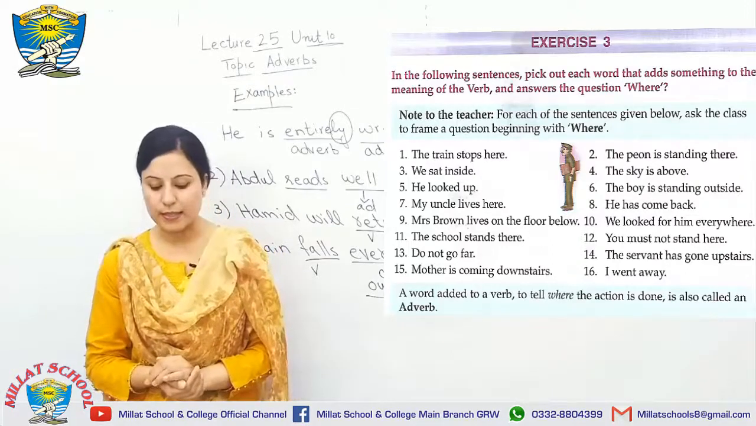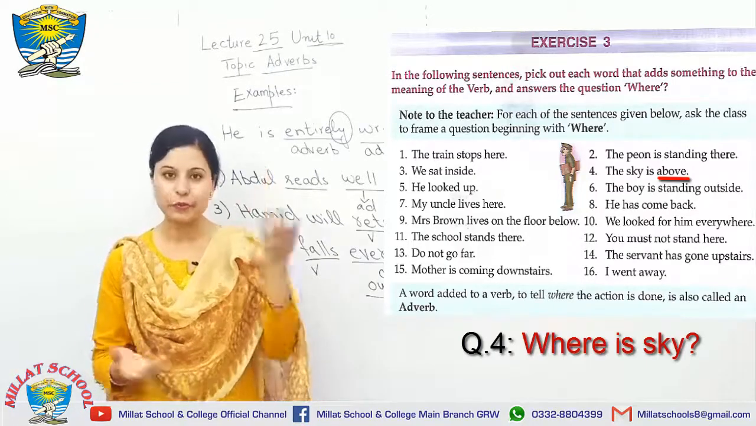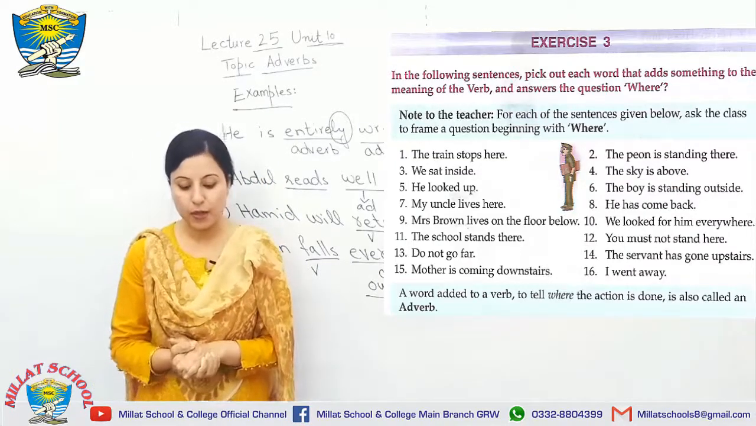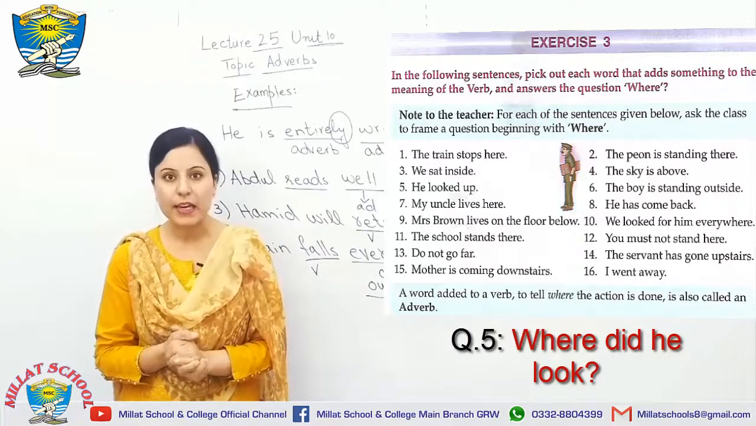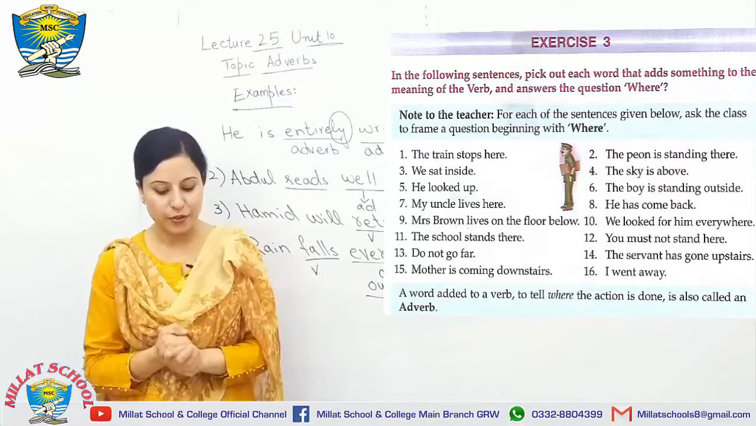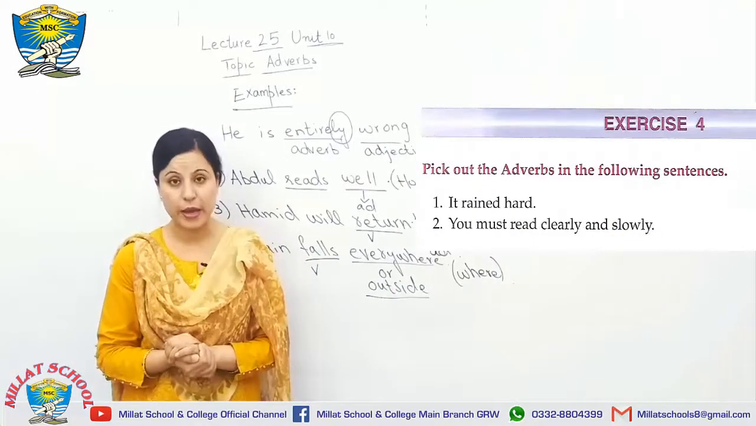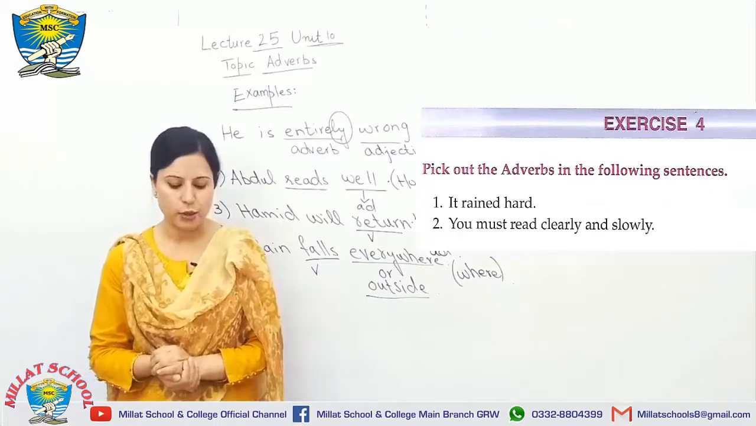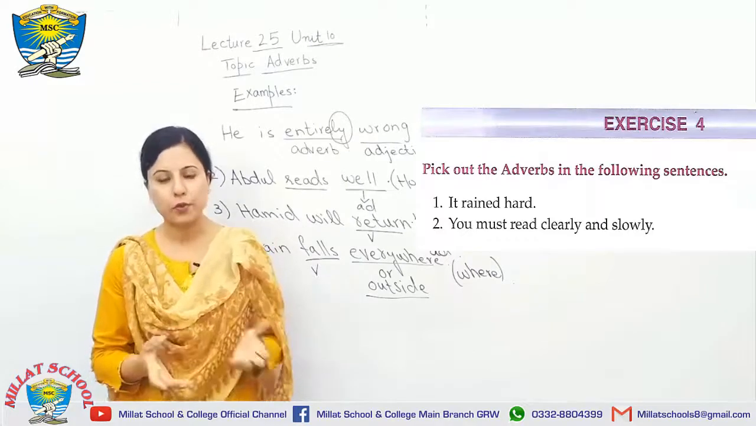Number 4, the sky is above. Where is the sky? The sky is above. Yes, this also tells me about where. Have a look at more. Number 5, he looked up. Where did he look? He looked up. This tells us about where. Got it? So the rest of the sentences will be done by you yourself. Page number 132 also has another exercise, exercise number 4. From this exercise you just need to pick out some adverbs. It's not so difficult for you, but I will do a few of the sentences for you.